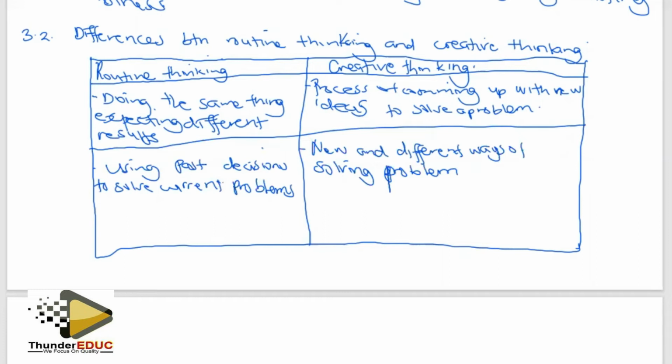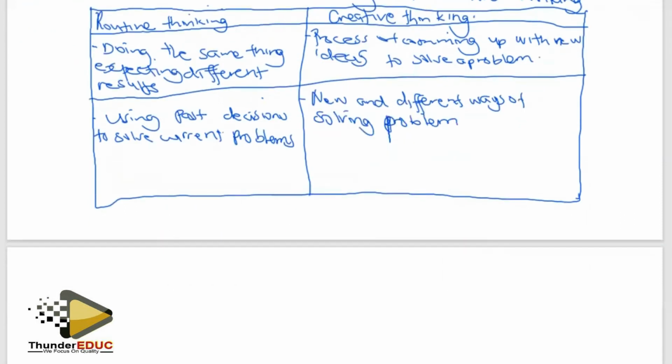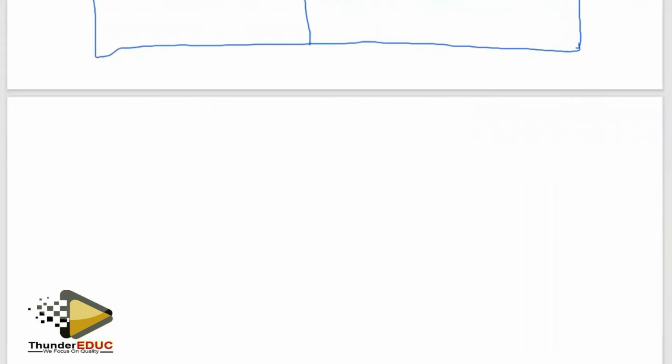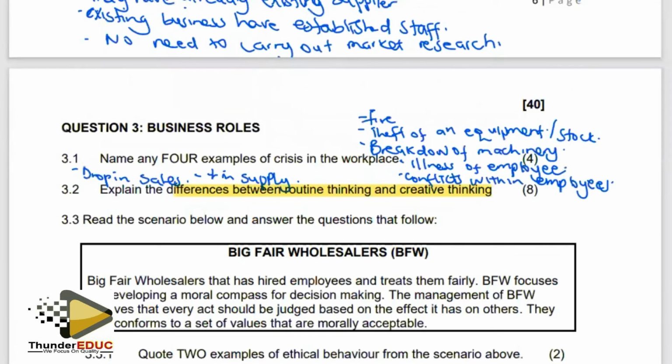Very important. So you should always master the two. Routine thinking is sticking to the old way of doing things. Creative thinking is coming up with something new, original, and different, and it is very important in the development of businesses. Okay, let's look at the next question from question number 3.